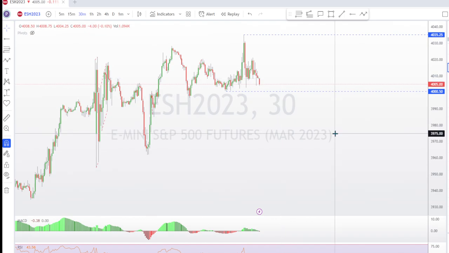So keep an eye on that 4,050 level for the S&P, because it's the same thing as the Nasdaq. It looks to me like this final wave up is incomplete. I only count 4 waves, and we need a 5th wave in the 5th wave.